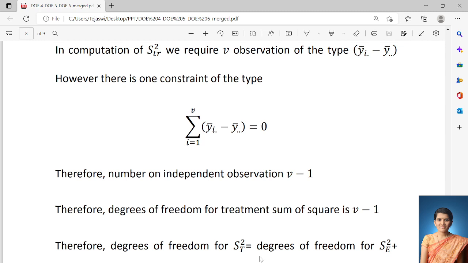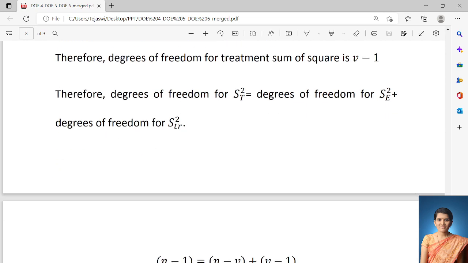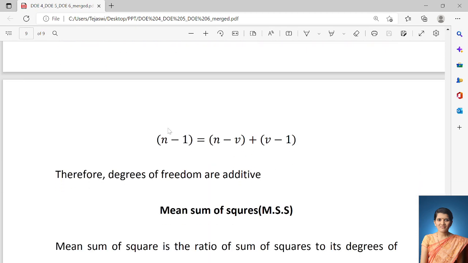Therefore, the degrees of freedom for the total sum of square is equal to the degrees of freedom for the sum of square due to the error plus the degrees of freedom for the sum of square due to the treatment. So, n minus 1 is the degrees of freedom for total, this is the degrees of freedom for error, and this is the degrees of freedom for treatment. Therefore, the degrees of freedom are additive in nature.